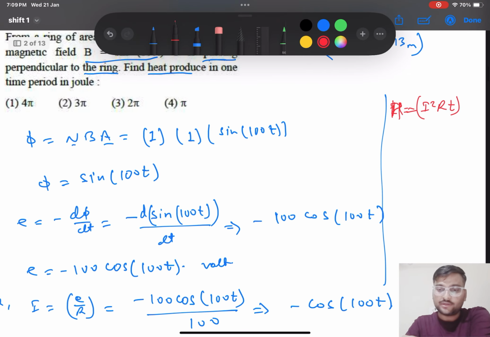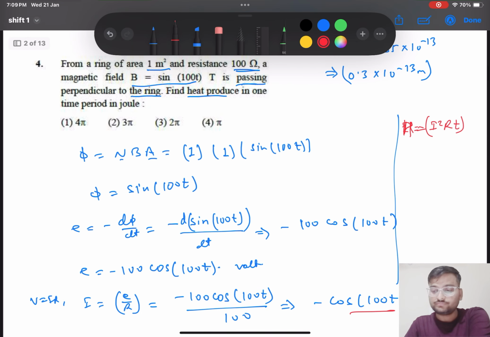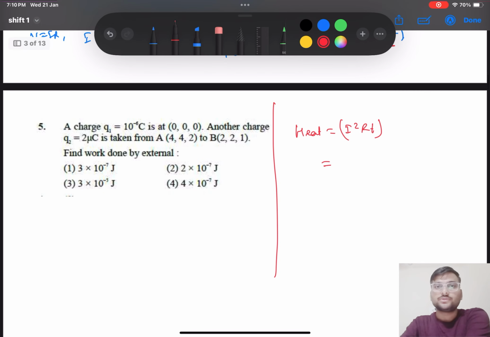Now the next point, the heat formula: heat is equal to I square R into t. Once I solve this with the heat formula I square R t, the current we have got from here is this much. Again, I am finding it for the time period given to you, t is equal to 1 second, I think. Time is given to you, so find the heat for one time period. So H is equal to how much?